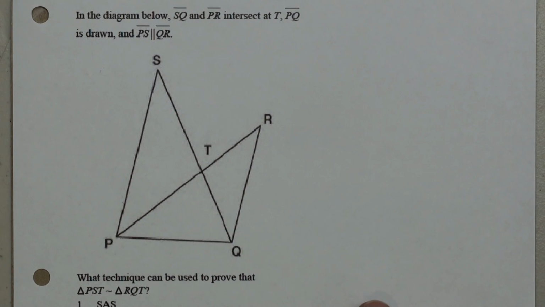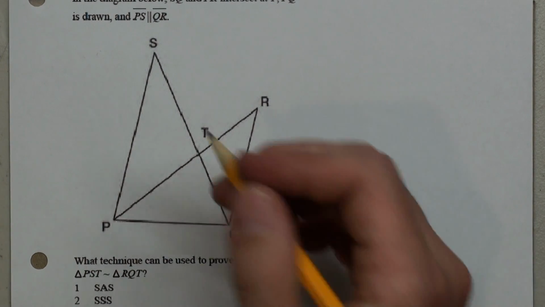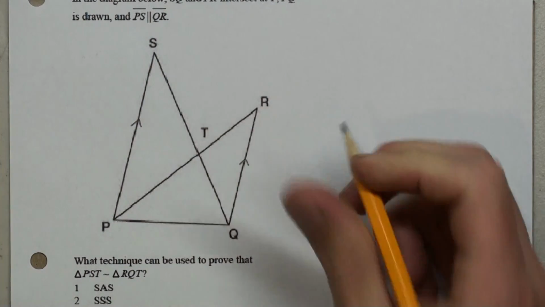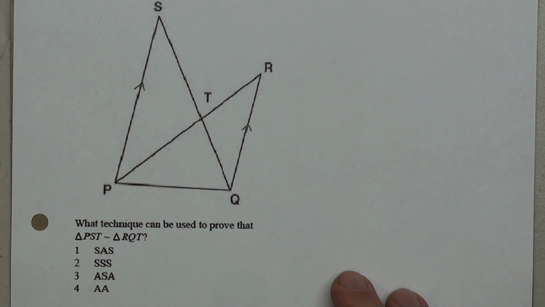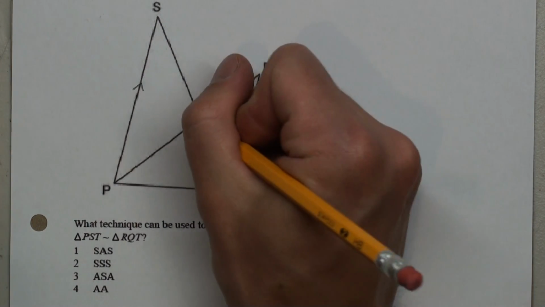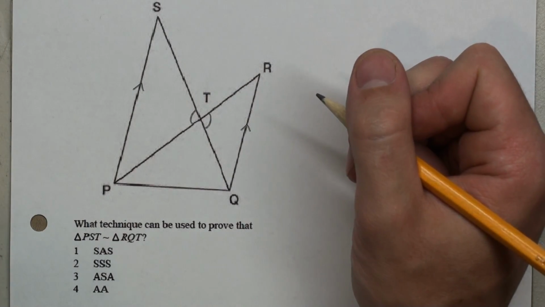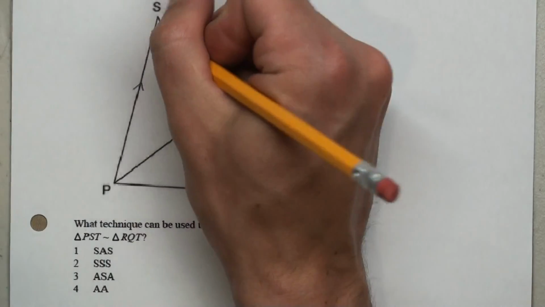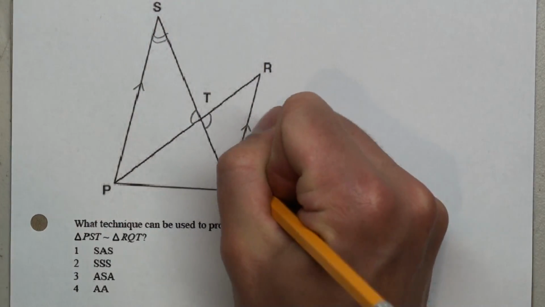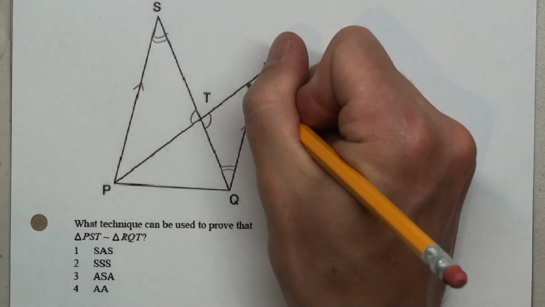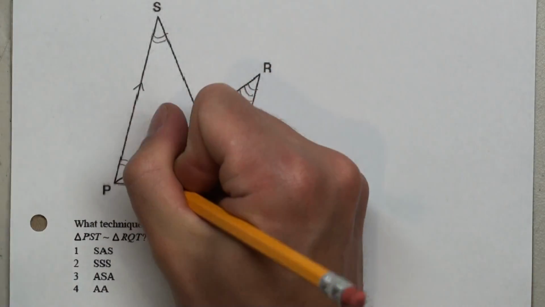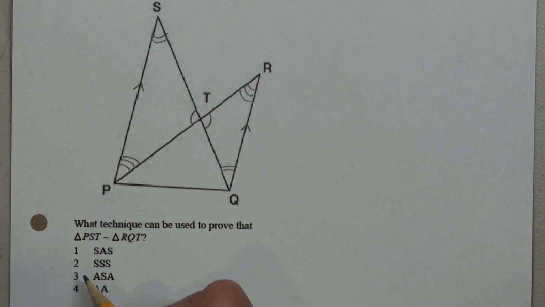453. We have some information. PS and QR are parallel. Okay, what technique can be used to prove that the two triangles are similar? Well, we have these two angles are similar, right? Also, alternate interior angles would say that these two angles are similar, and it would also say that these angles are similar. So we would use angle, angle, even though we found all three are congruent. All we needed was 2. Okay?